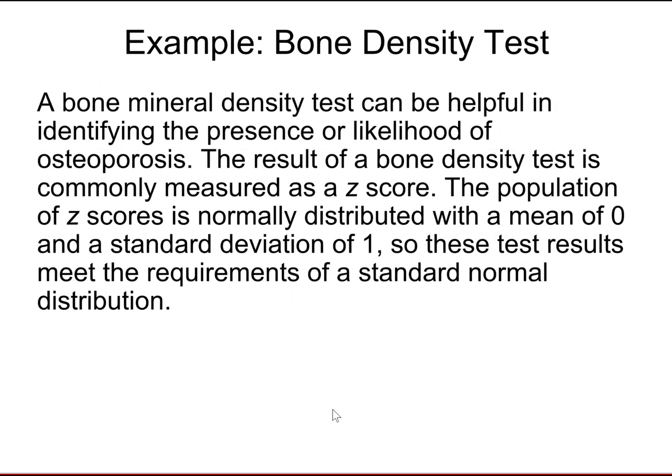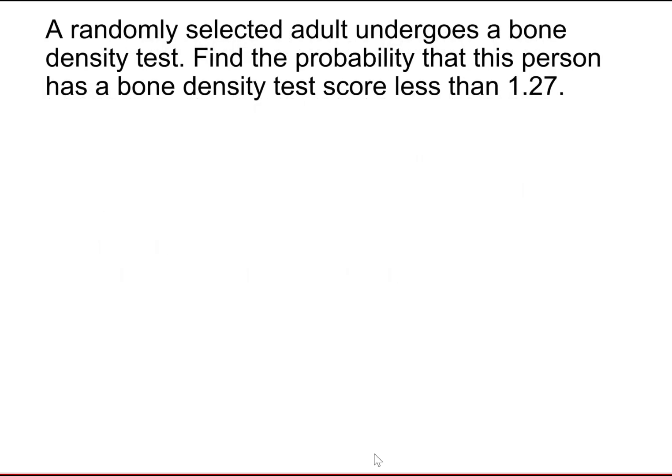Now let's do an application with a bone density test. A bone mineral density test can be useful in identifying the presence or likelihood of osteoporosis. The result of a bone density test is commonly measured as a Z-score. The population of Z-scores is normally distributed with a mean of 0 and a standard deviation of 1, so these test results meet the requirements of the standard normal distribution. A randomly selected adult undergoes a bone density test. Find the probability this person has a bone density test score less than 1.27.